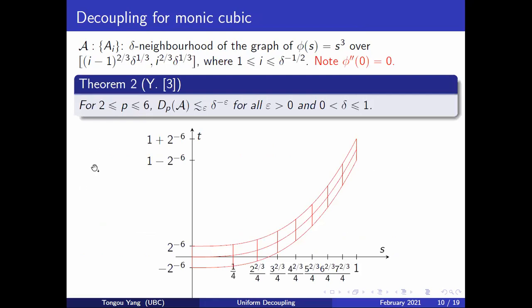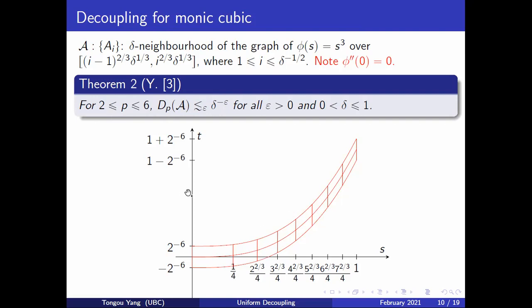First, let's show a picture of this, the vertical delta neighborhood of the function. So what we did is that if we chose our script A suitably, then we could still show that the decoupling constant is bounded by 1 up to an epsilon loss. And also p is between 2 and 6.